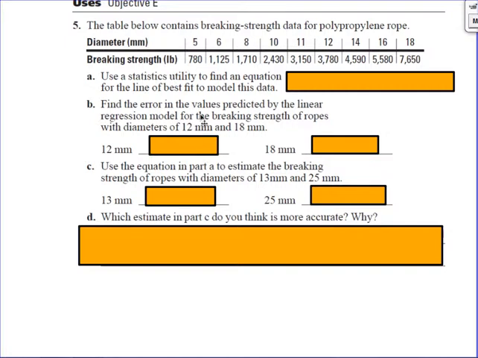So if we're finding the error, we know that at 12 millimeters the breaking strength is this much, so we need to use the model to come up with a prediction for the breaking strength of 12 millimeters. And then we're going to subtract the observed minus the predicted. And you're going to do that for 12 and for 18 millimeters. So find the y values. If I put 12 in for x, find out what the y value would be, and then subtract the observed minus the predicted.